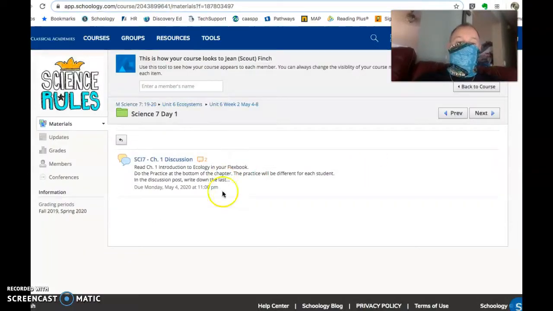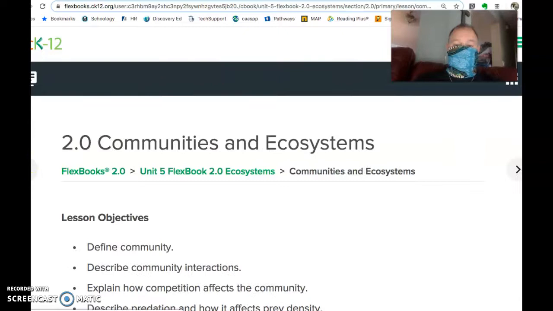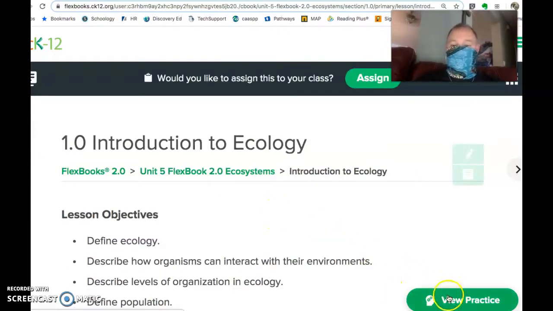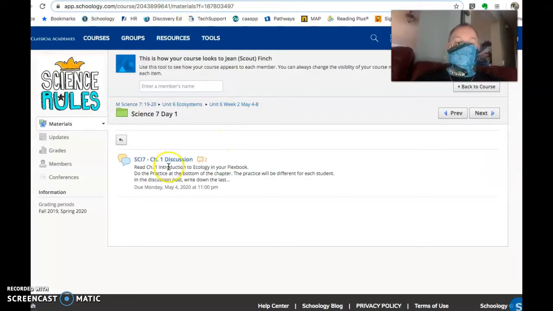So our job today is to read chapter 1, and down at the bottom of chapter 1, and actually on each of the chapters, there's a button that says View Practice. You're going to click on that, and that's going to open up a quiz for you. Everybody's quiz will be a little bit different, so go through the quiz, and then your mission for today is to join the discussion post, and your discussion post will be your last question and the answer to that question. So simple enough. Read the chapter, do the quiz, and then post a discussion post with your last question and the answer to that question.